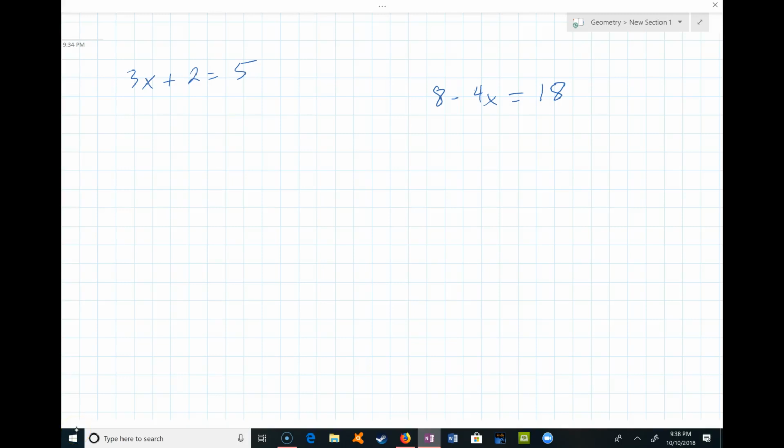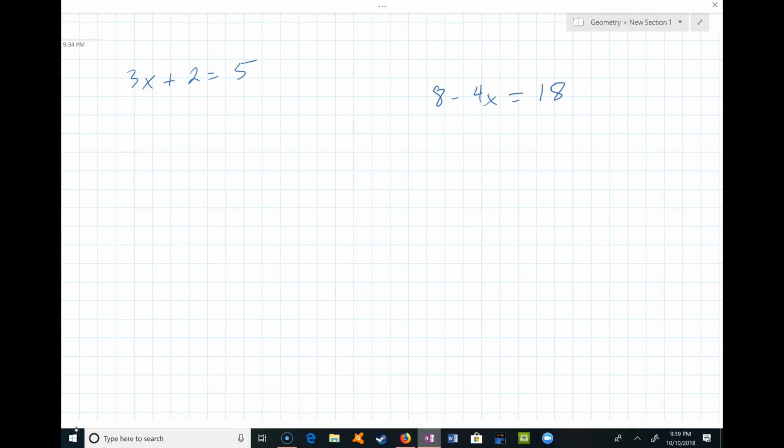This is a video on solving linear equations. I'm assuming that you've already done some work with solving equations, so I'm going to do a quick reminder that the idea is that you take an equation like this and you want to write a series of equivalent equations till you get one that's easy to solve.